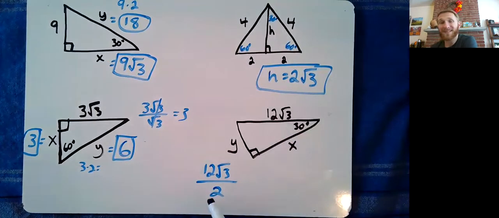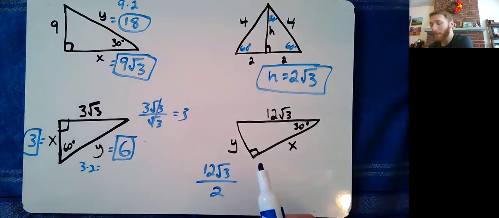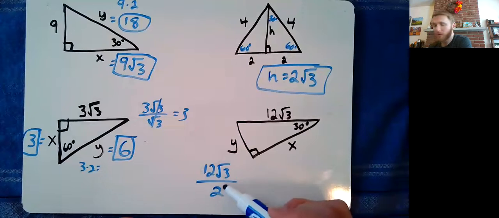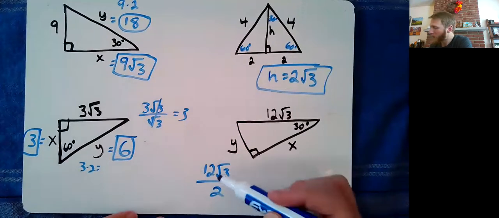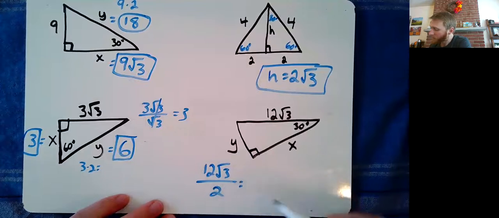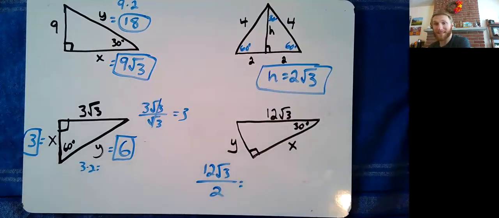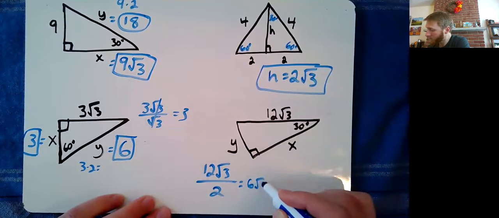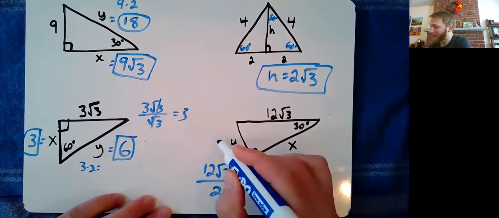Now remember, things inside radicals can combine, and coefficients can combine, but they don't combine between each other. What I mean is the 2 and the 3 here don't mess with each other. Only the 12 and the 2 can simplify. So because 2 goes into 12 6 times, that simplifies to 6 root 3, and that is y.